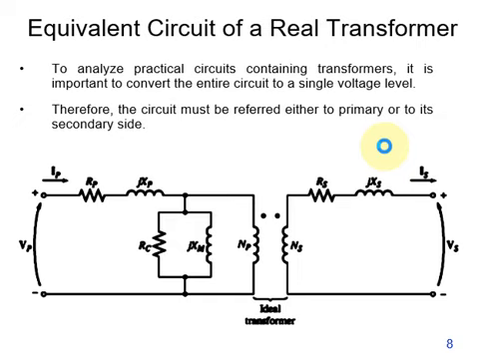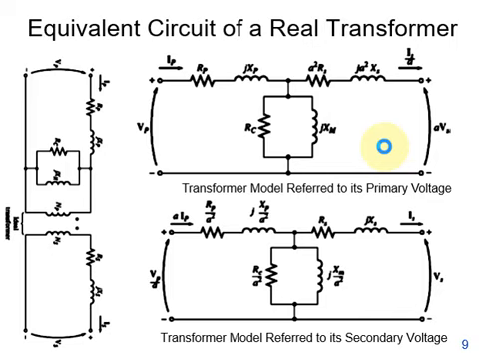To analyze practical circuits containing a transformer, it is important to convert the entire circuit to a single voltage level. So for this case, we will try to find an equivalent circuit which would have a single voltage level, either on the primary side or the secondary side. We will change the circuit accordingly in the next slides.